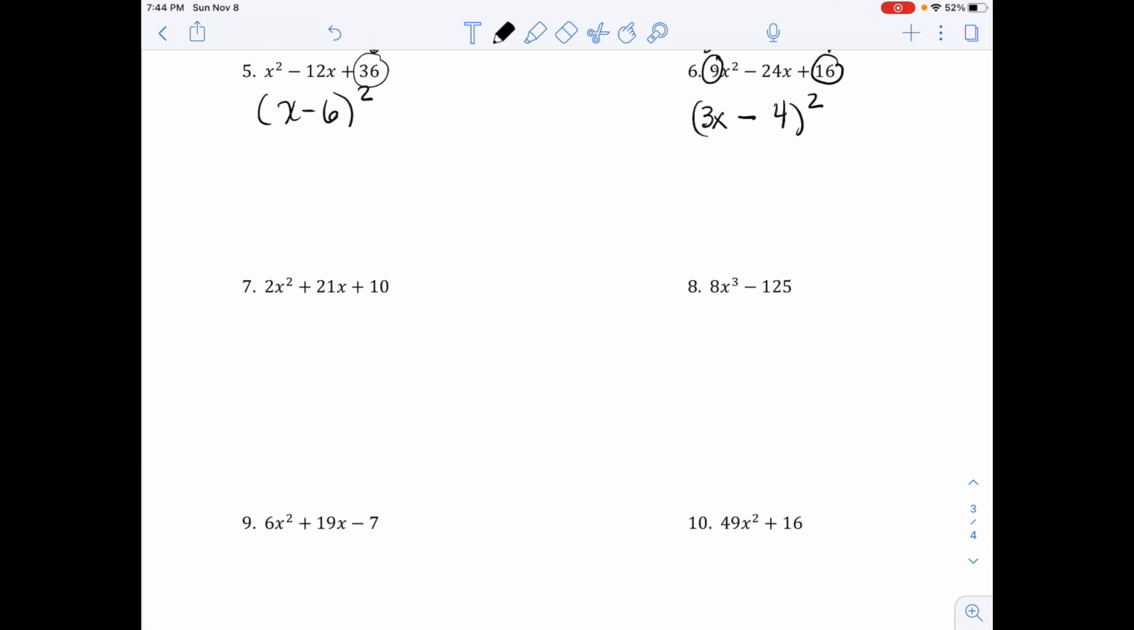Number 7, no GCF, right? And we can either do split the middle or we can do guess and check. I'm going to go ahead and do guess and check on this one because it's a 2x squared, so that limits my choices for what goes in the first two blanks. So 2x and x, there are no other choices. So now I'm going to play around with some numbers. I'm going to put a 5 here and a 2 here because I know 5 times 2 is 10, and I'm going to put a plus.